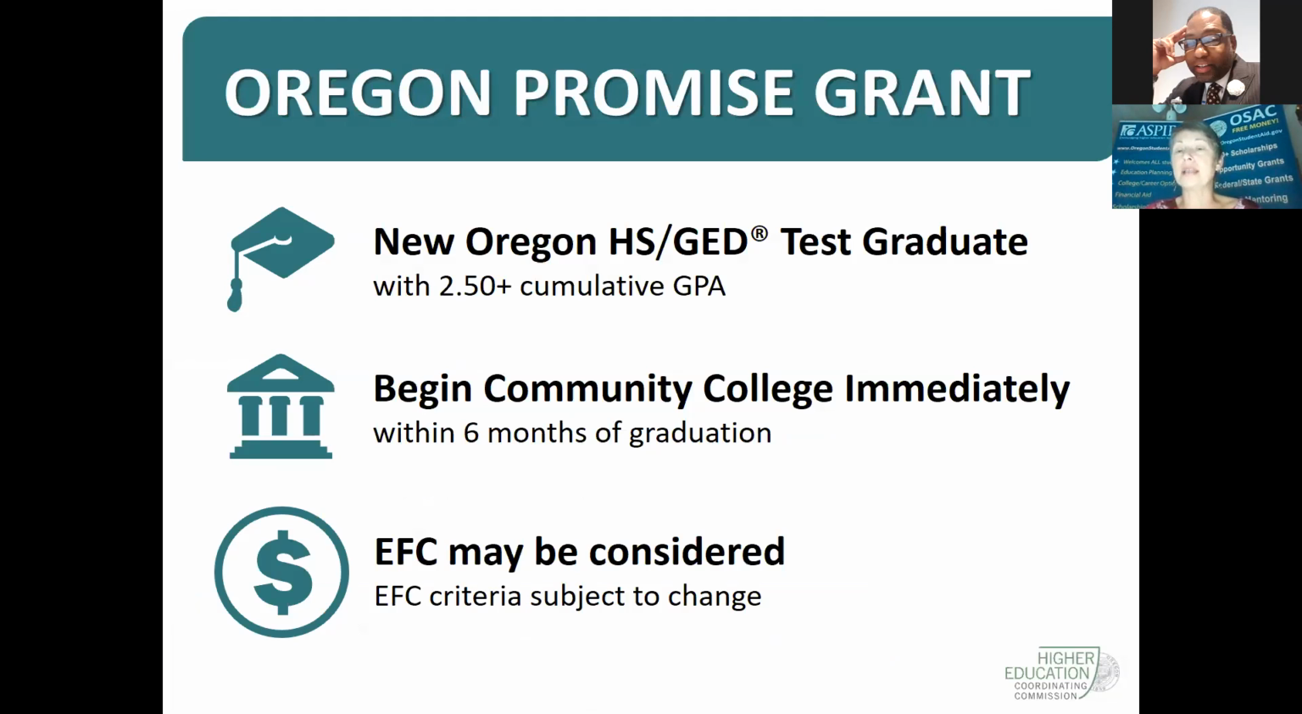Oregon Promise is our newest grant. It is for tuition only at community colleges. The eligibility for it is pretty simple. You must have a 2.5 GPA. You must go to community college directly within 6 months after graduating high school or receiving your GED. So you cannot take a gap year.